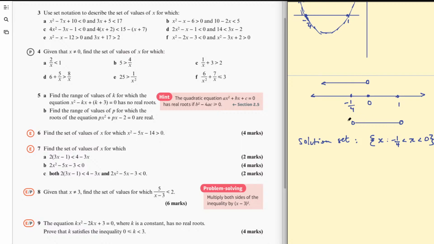Because that's the section that fits into both. Importantly, because they say "and" in the question, you need to consider both inequalities.